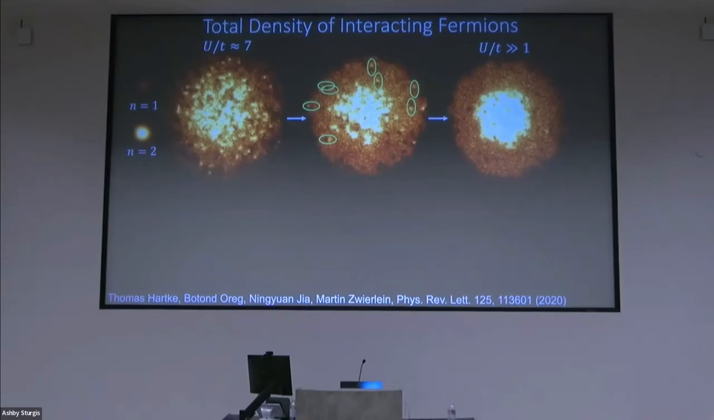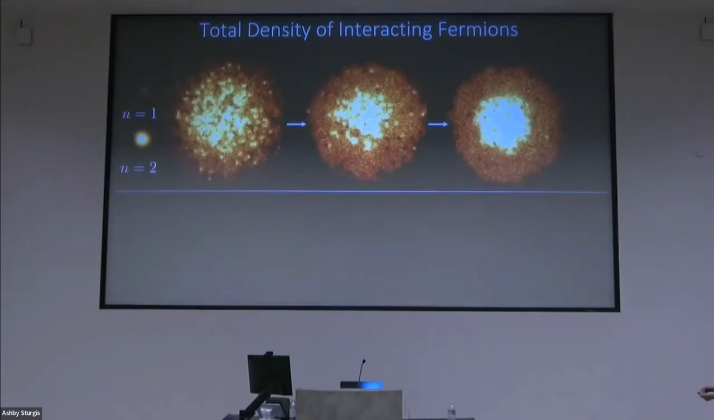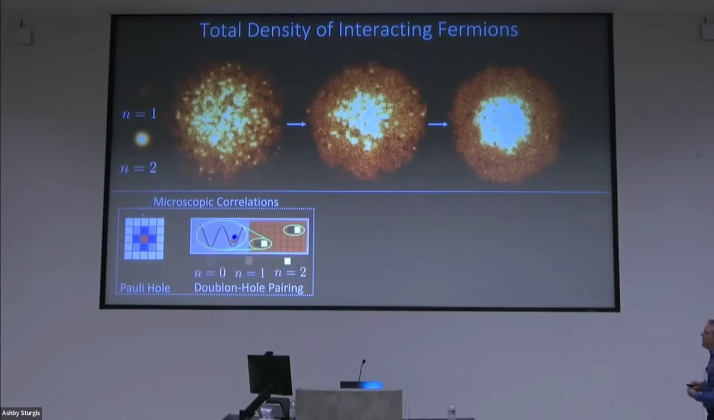If we lower the interactions, we see fluctuations. We see doublon fluctuations, and then for even lower interactions, we get to strongly correlated metallic states. We can do a lot of experiments. We can ask, are those fermions? Yes, there's Pauli correlations. One fermion doesn't want to be near another one. We can look at these doublon-hole fluctuations directly.